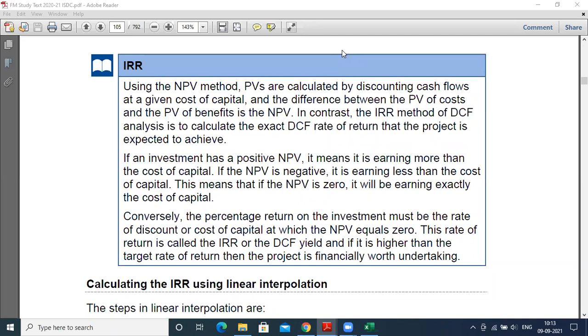This is about the introduction of IRR. Before going to the calculation or formula of IRR, let me know if you have any questions. I believe my voice is clear. Yes. Am I audible? Hello. Any query on IRR? Shall we continue with the calculation of IRR?